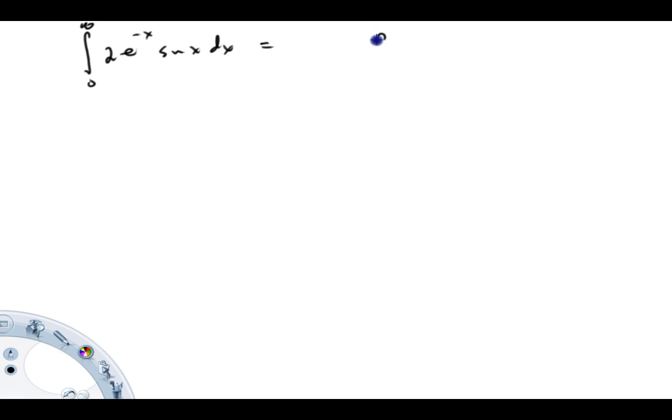We're just going to write this as the integral from 0 to b of 2e to the minus x sine x dx, and then take the limit as b goes to infinity in front of it. So that I don't have to keep writing this over and over, I'm going to go ahead and define an operator here. I'm going to call it my star operator, defined as this.